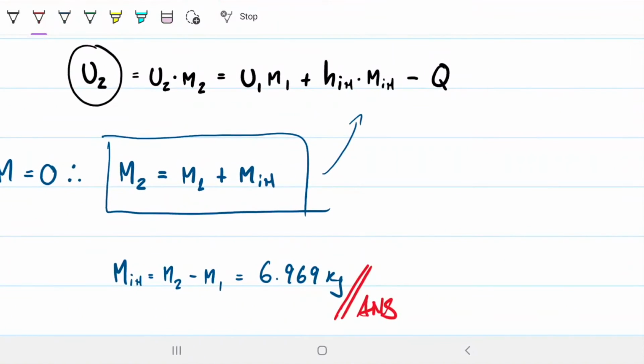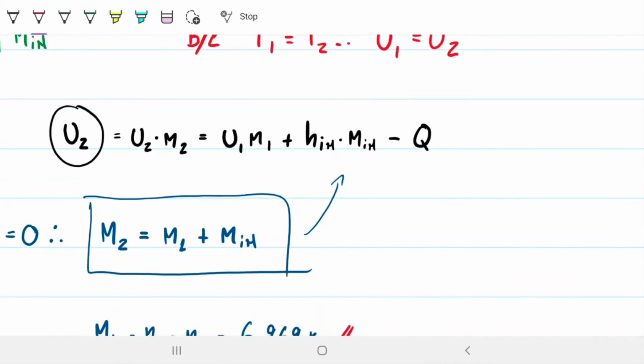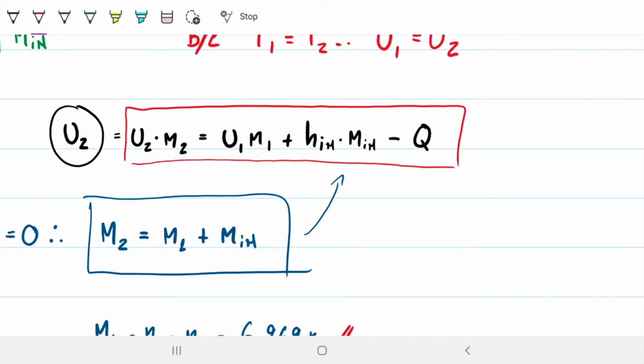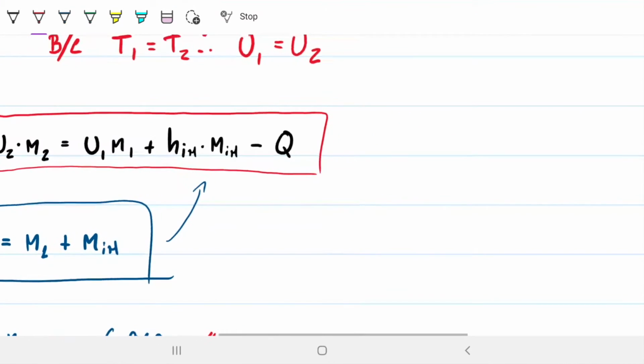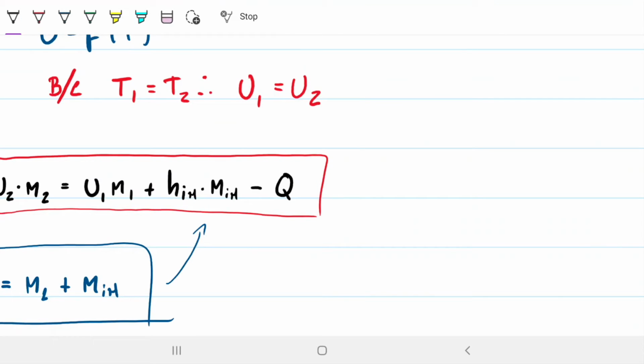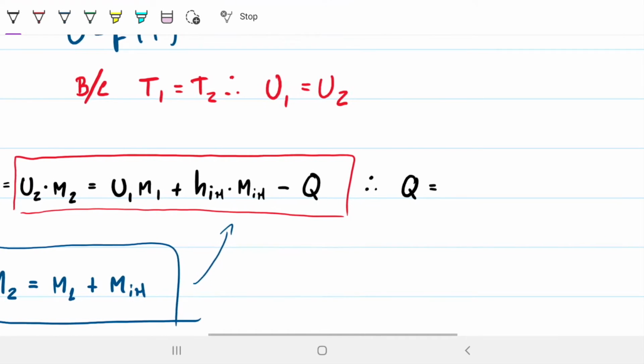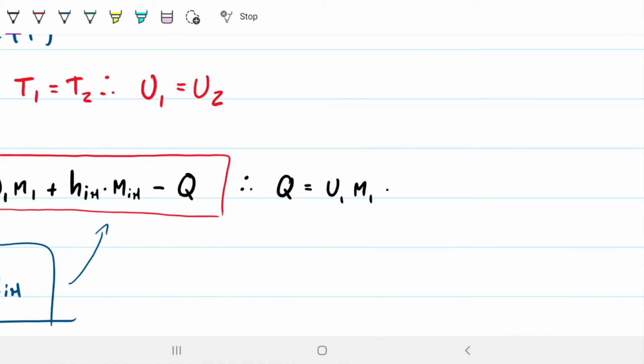And the second part wants to know what was the heat that entered or left the system. We already concluded it's leaving the system, so now all we need to do is actually solve for this. One thing you might know is that we don't have U2s and U1s and H-ins. We can find that, but we don't really need to beforehand, because I'm going to show you something. If I'm solving for Q, my Q will be sending that way positive, so I'm going to have u1 m1 minus u2 m2 plus mass in h in.